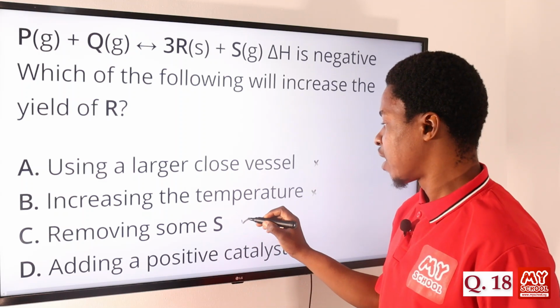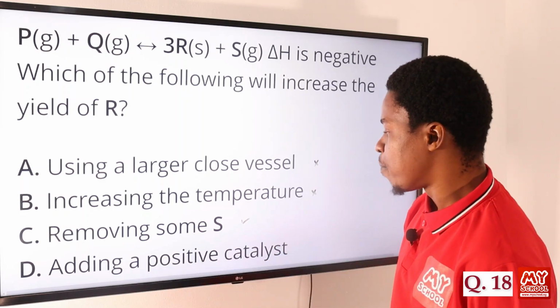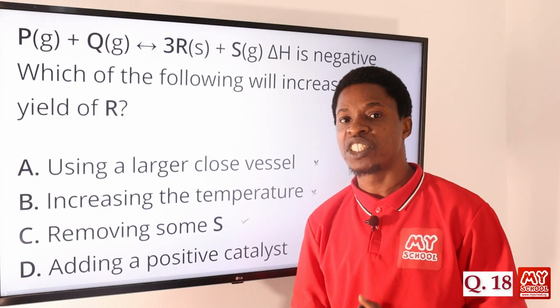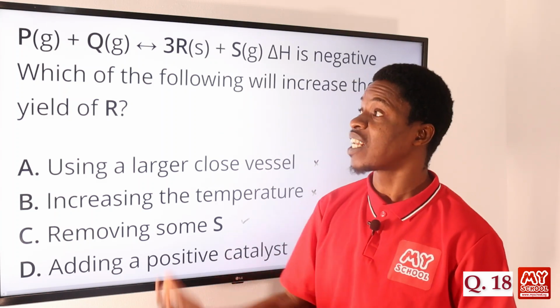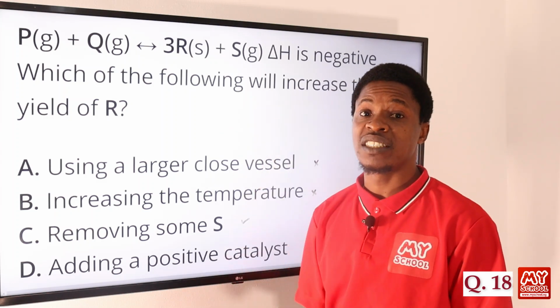So this is correct. Let's look at option D, adding a positive catalyst. Of course, a catalyst will only speed up the rate of chemical reaction, the rate at which the reaction reaches completion.